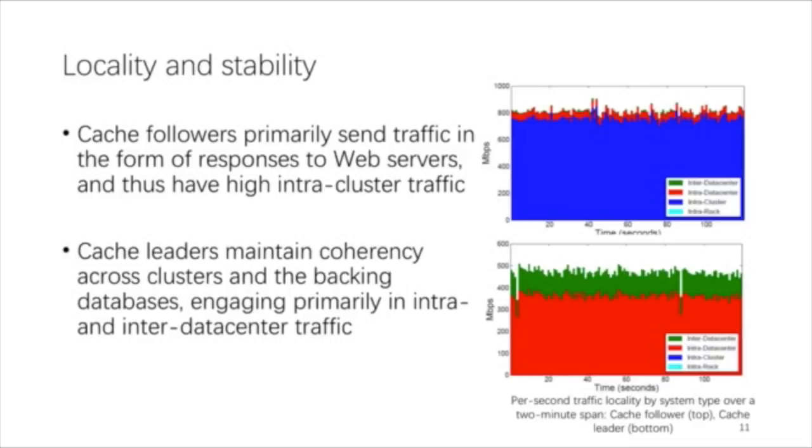So these two are for cache follower and cache leader. So cache followers primarily send traffic in the form of responses to web servers, and so they have very high intra-cluster traffic. So cache leaders maintain coherency across clusters and the backing database, engaging primarily intra and inter-data center traffic.